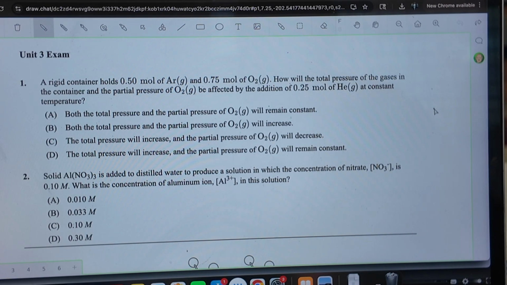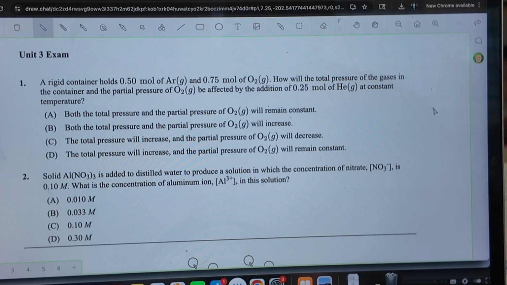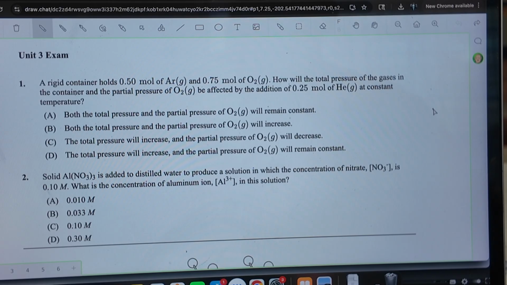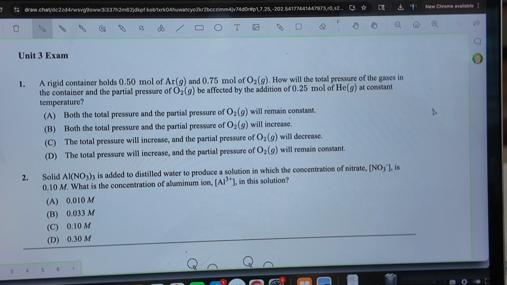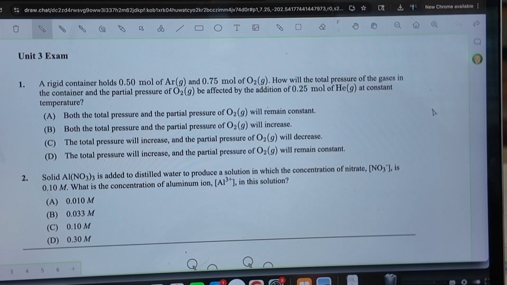Okay, this video is for a review of the Unit 3 exam question. So this is AP Chemistry Unit 3. I gave a 15 question exam on Unit 3, and here I am going over the answers.